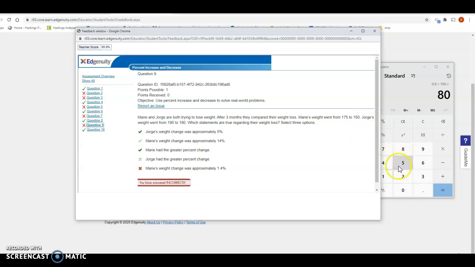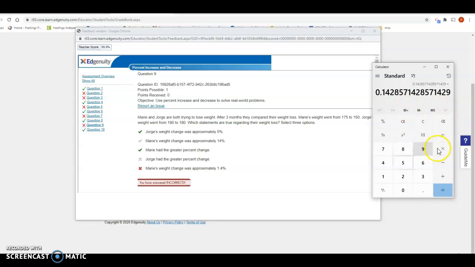So let's figure out. So she went from 175 to 150. So that's a change of 25. We divide that by 175, and we get 0.14, but remember to multiply it by 100. Maybe you just multiplied it by 10, since you got 1.4 instead of 14. But there it is, 14%.